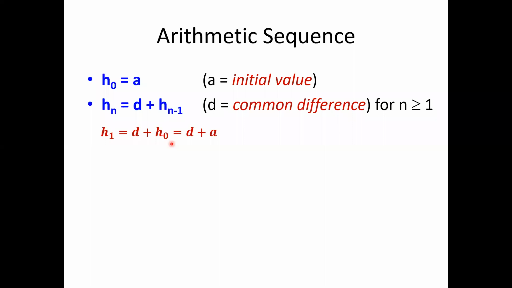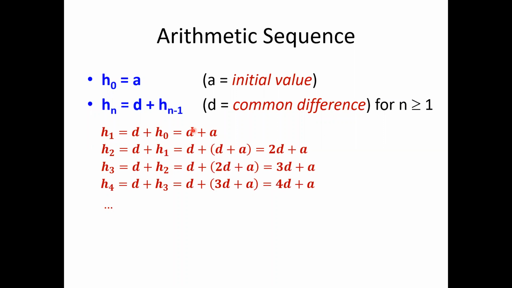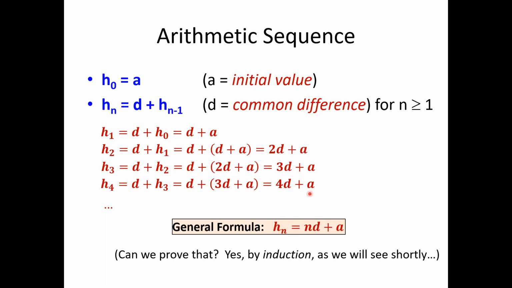Okay, so how does it behave? Well, you're just adding d every time. So the next guy is a plus d, and the next guy is that plus d, so it's a plus 2d, and the next guy is whatever that was plus one more d, so it's a plus 3d, etc. So the closed formula, you kind of immediately see, is n times d plus a. And again, you can prove this by induction.